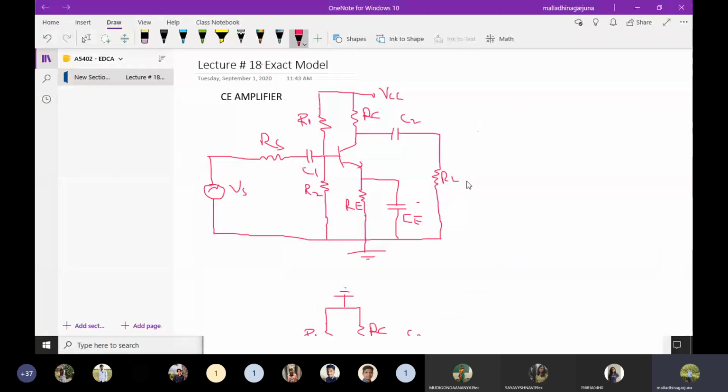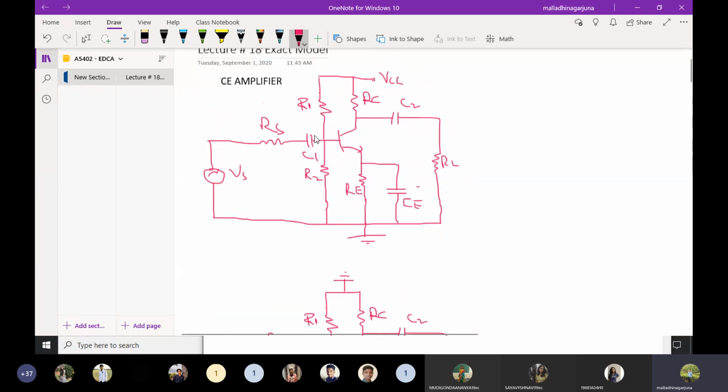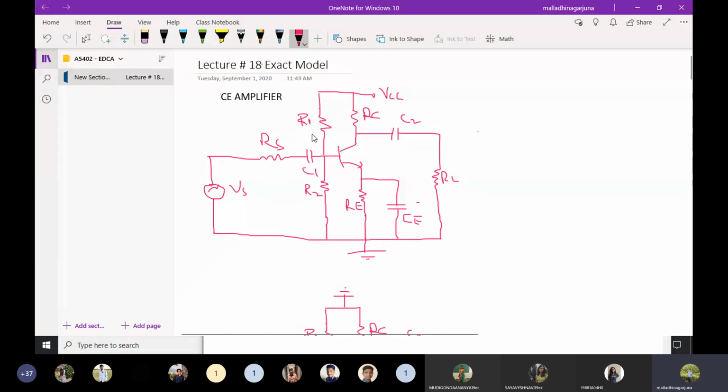Yes, you draw the circuit. So take the heading: Analysis of CE amplifier. Take the heading, Analysis of CE amplifier, and draw the circuit.